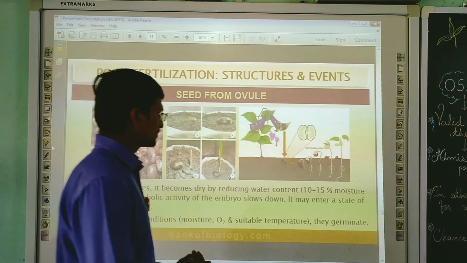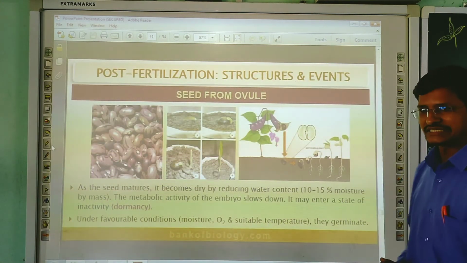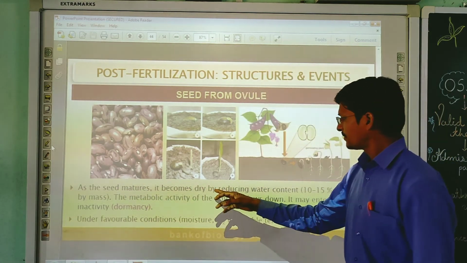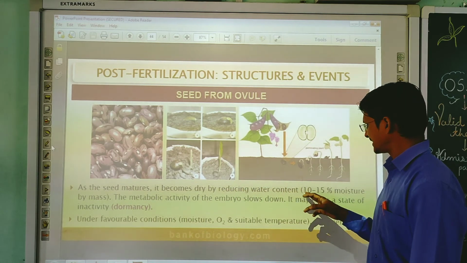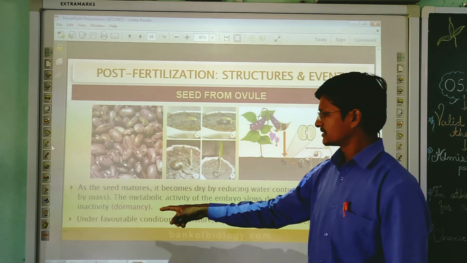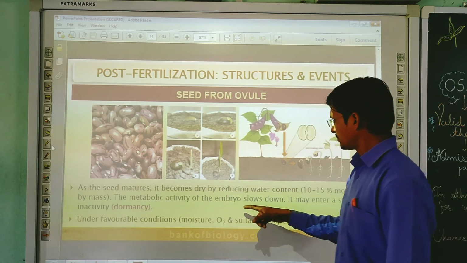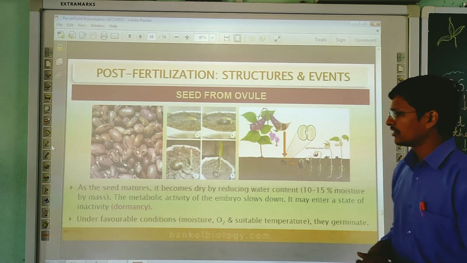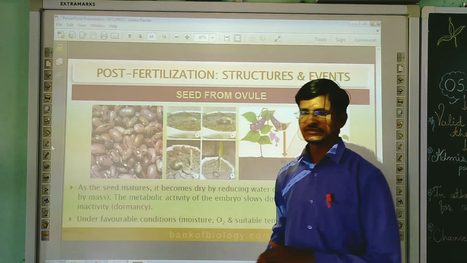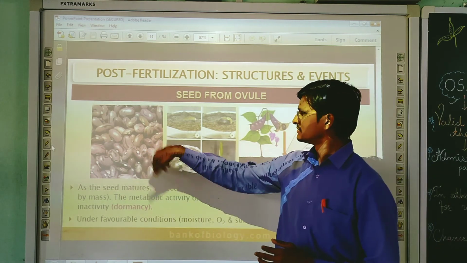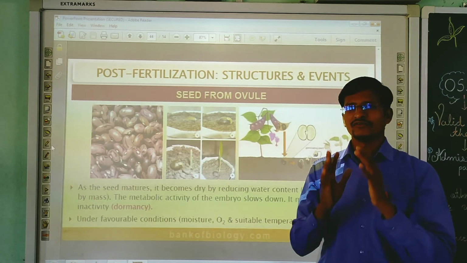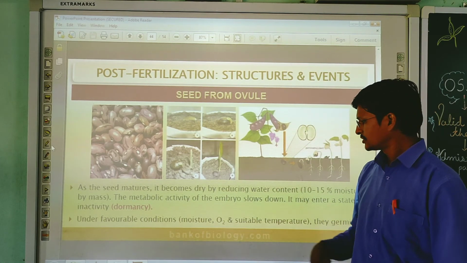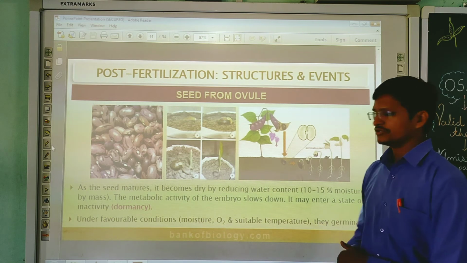Now here one important thing we need to understand, that is dormancy. What is dormancy? As the seed matures, it becomes dry, reducing water content to 10 to 15% moisture by mass. The metabolic activity of the embryo slows down, and it may enter a state of inactivity, that is called dormancy. Generally the outer layer becomes very hard, and under favorable conditions of moisture, oxygen and suitable temperature, they germinate.